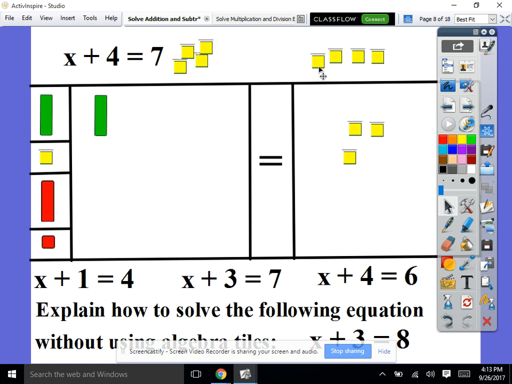So now we have X equals 3. Now, I'm sure you could have looked at that and said, Ms. Sparks, I already know 3 plus 4 equals 7, so I already know that. But we're going to show our work, and I will show you in just a moment 3 different ways that you can show your work. So that gives us X equals 3.